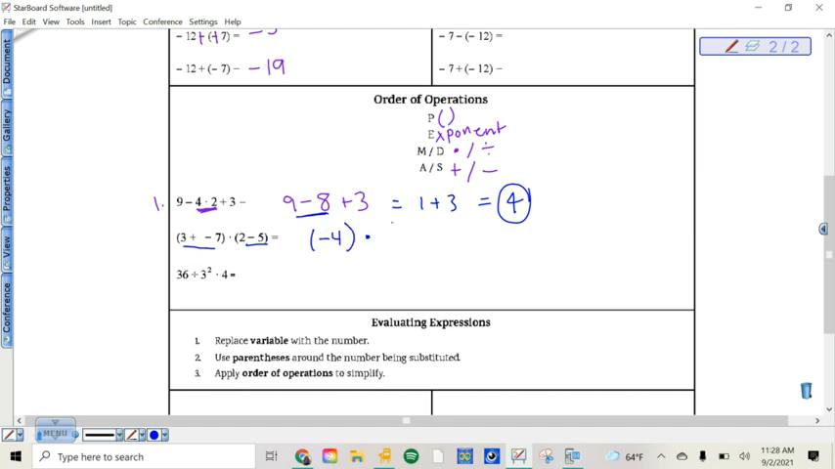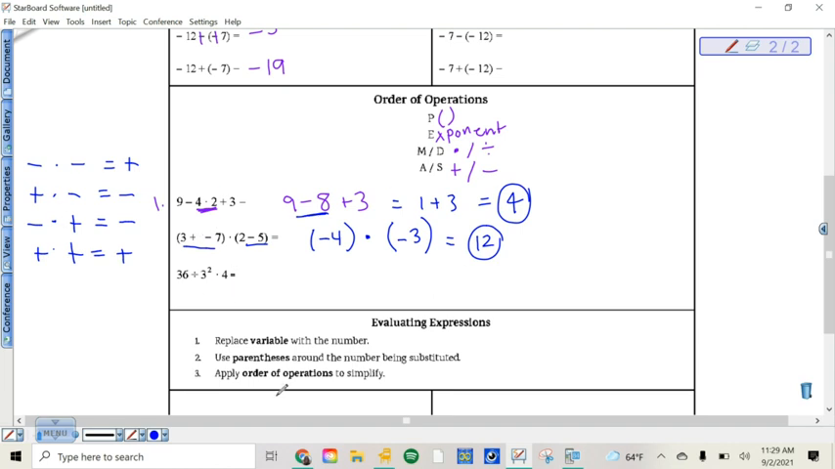And then we have times. What's 2 minus 5? Negative 3. Negative 4 times negative 3 is positive 12, because 2 negatives multiplied together make a positive. How about negative times positive? It's negative. So negative times negative equals a positive. Positive times negative equals a negative. Negative times positive equals a negative. And positive times positive equals a positive.